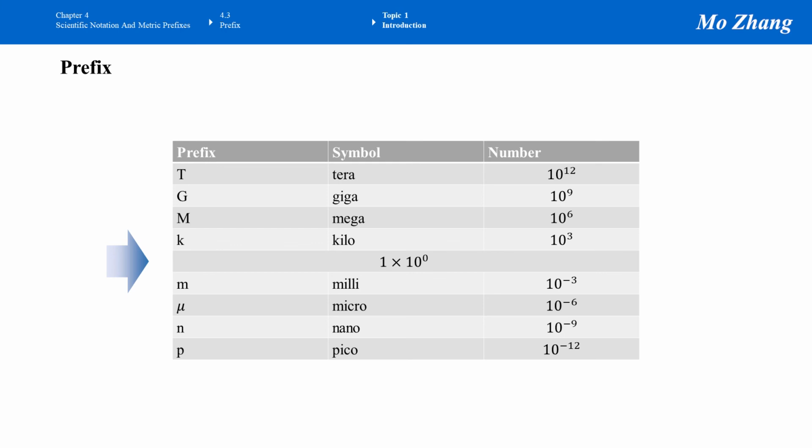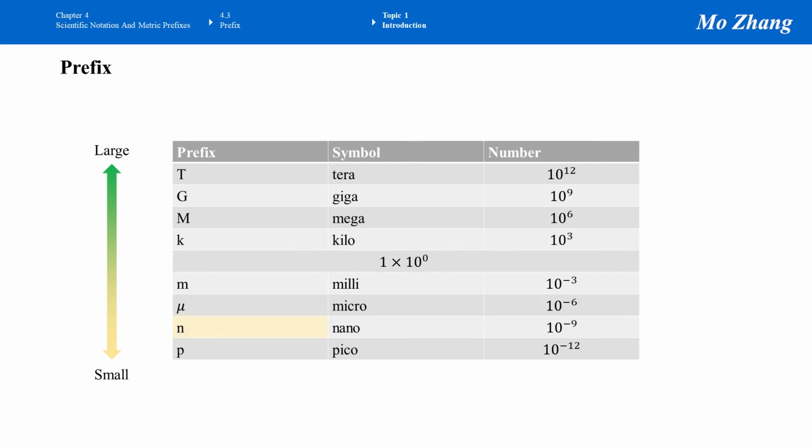Let's go back to the center row, the horizon, the reference line. And now we go downward. The lowercase m means milli, and milli is 1,000 times smaller than 1, which is 10 to the power negative 3. If you continue reducing by 1,000, the next one is micro. The symbol is the Greek letter mu. Mu means micro, and micro means 10 to the power negative 6.